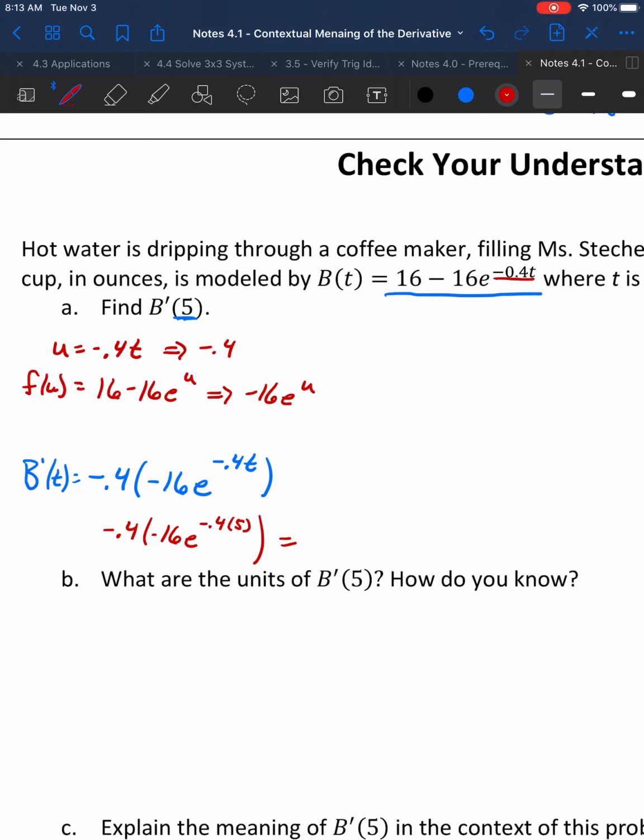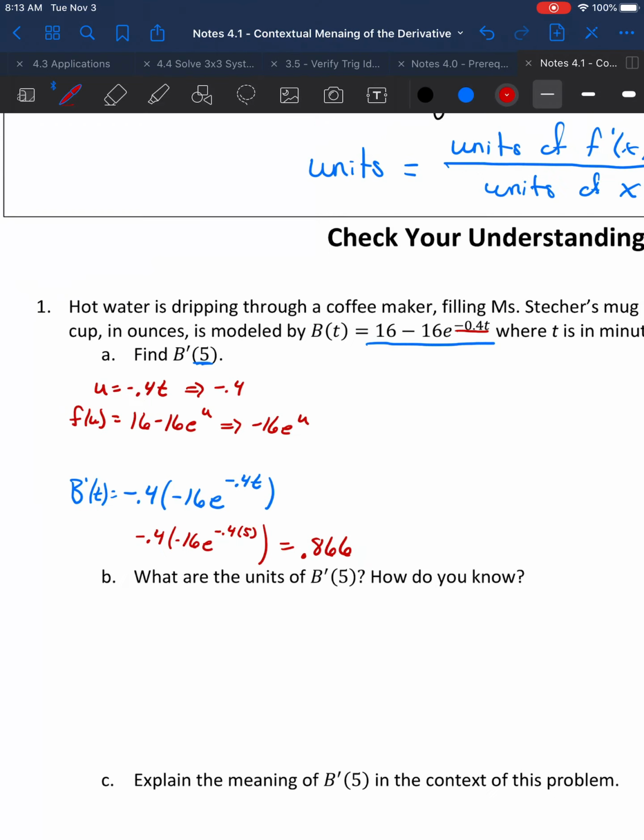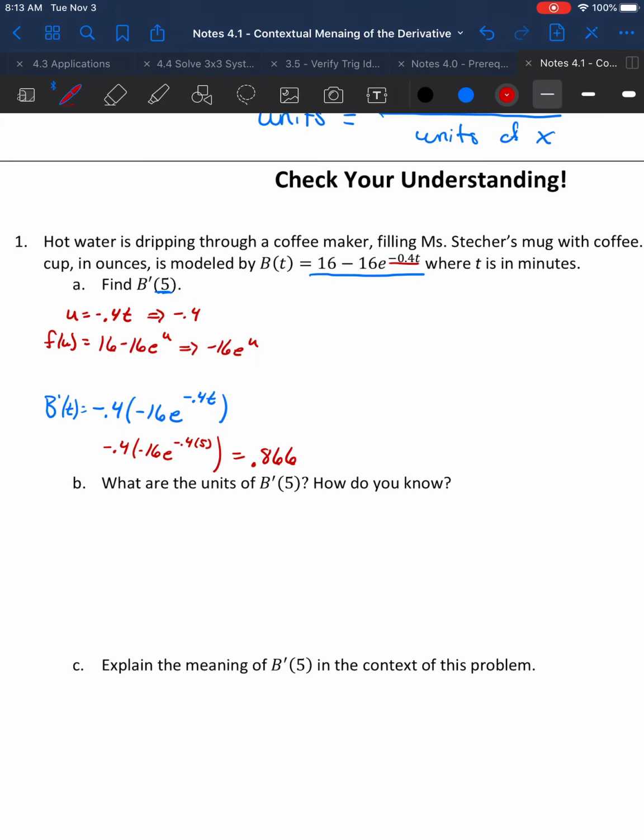For college or for AP, they require 3 decimal places. Now, good rule of thumb. If like in this case, once we find this answer, we're done. We're not going to use this answer later on, round to 3 decimal places. However, if you're calculating something and you're going to need to use an answer later on, keep all the decimals until your final answer. Okay, so we end up getting 0.866.